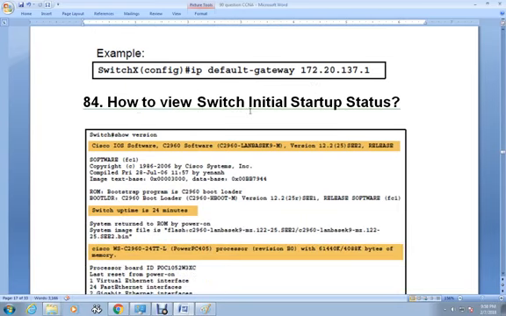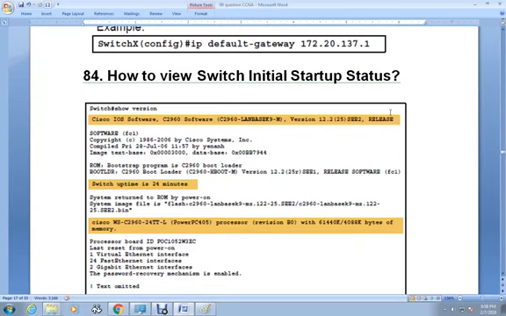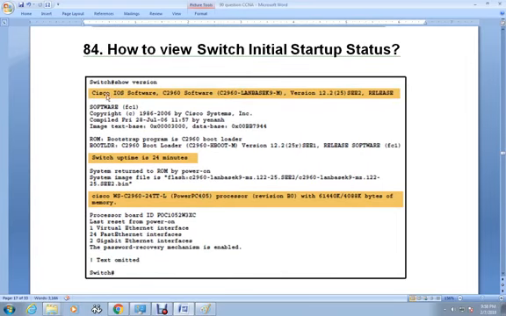How to view switch initial startup status? So guys, there is a command show version. By this command we can view all those things, and this is showing you startup configuration and all.